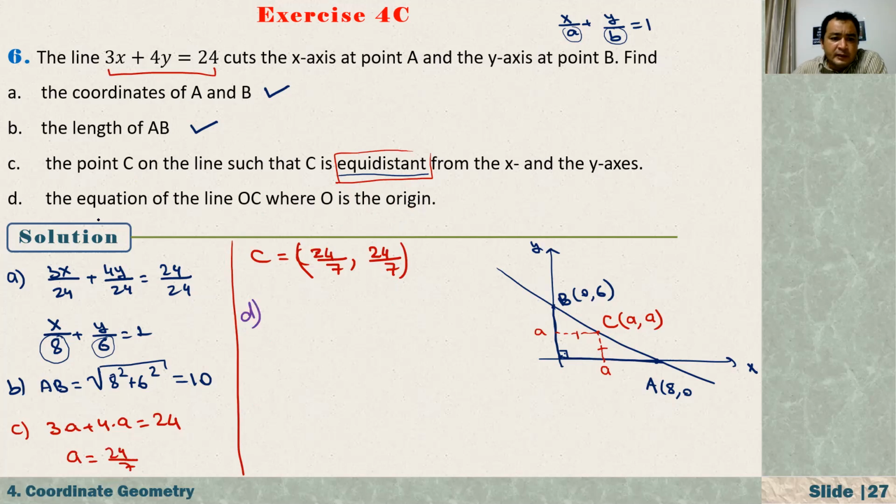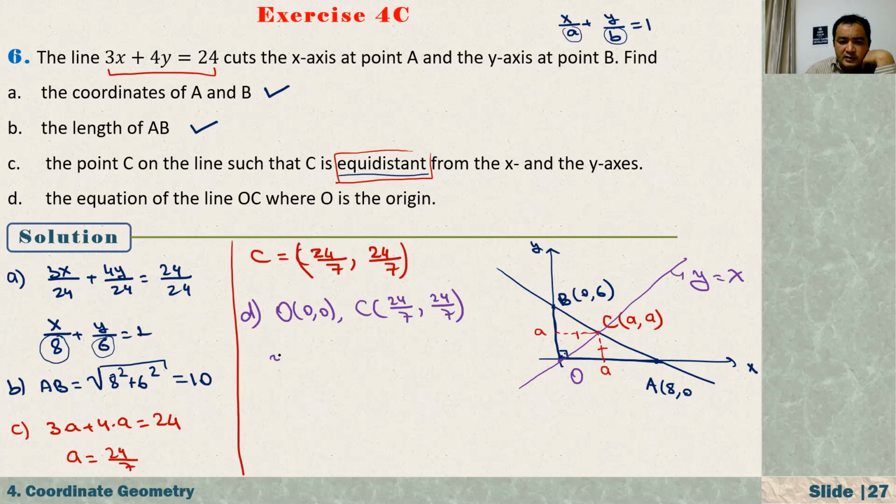Question D, the equation of the line OC, where O is the origin. So we know that that is the origin, and we want the equation of OC. This line passes through these two points: the origin, whose coordinates are 0 and 0, and the point C, whose coordinates are 24/7 and 24/7. From here we can say that all the x and y coordinates are the same, so the equation of this line will be y equals x.